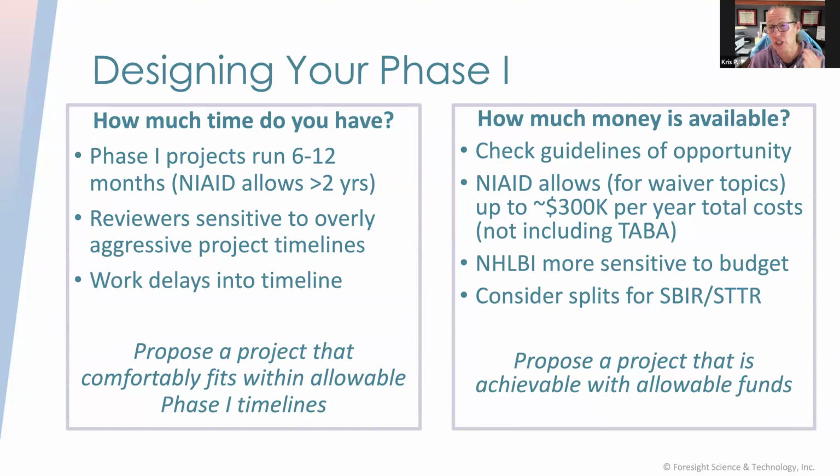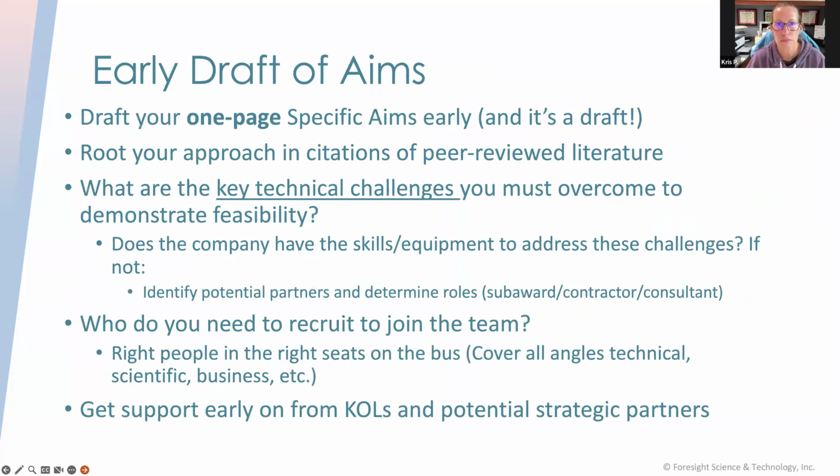How much money is available? Again, check the opportunity and the guidelines. NHLBI is more sensitive to budgets than NIAID is. And that does vary by institute and center. And when we go through the budget, we'll look at that budget language, which is super tricky. And then you also need to consider the splits for SBIR and STTR. Are you doing an SBIR and you can only send 33% out the door? Or are you doing an STTR and you can offer your research partner a much larger subaward amount to do more work?